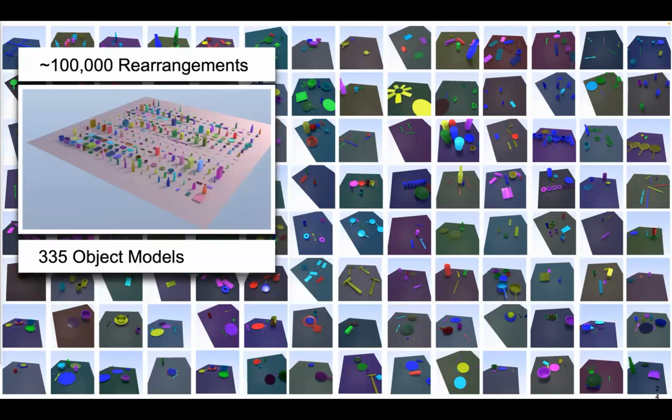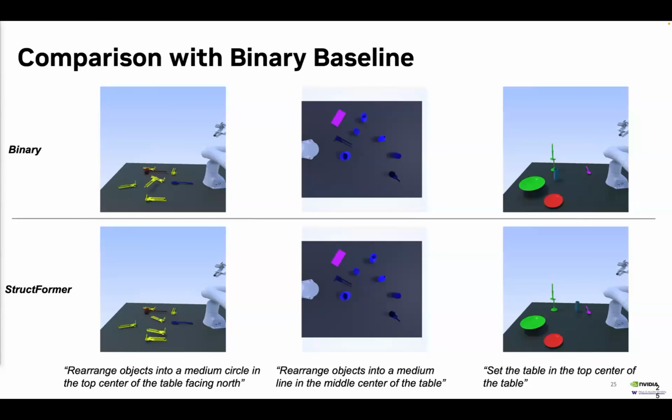Okay, all these different arrangements you can generate. And then here's an example. Especially the lower ones are the ones we can generate now, for example, where you just say, put them into a medium-sized circle. And then you can see how the yellow objects are being rearranged.